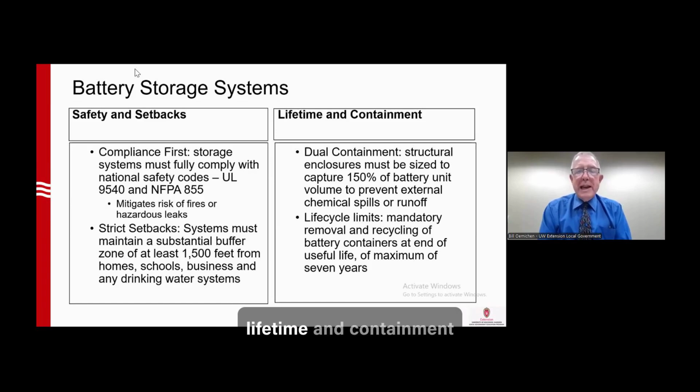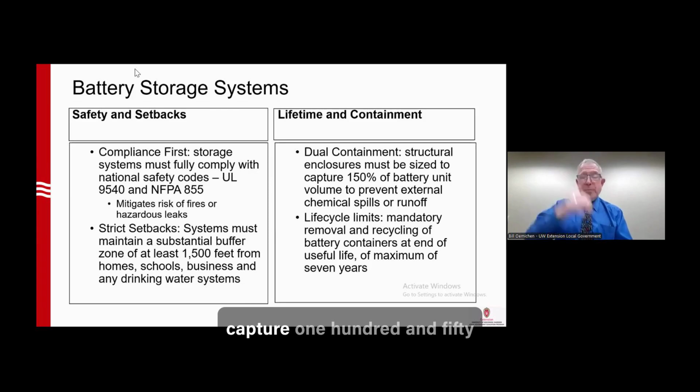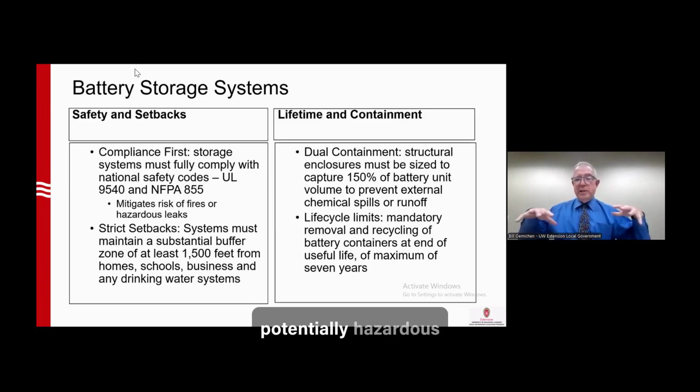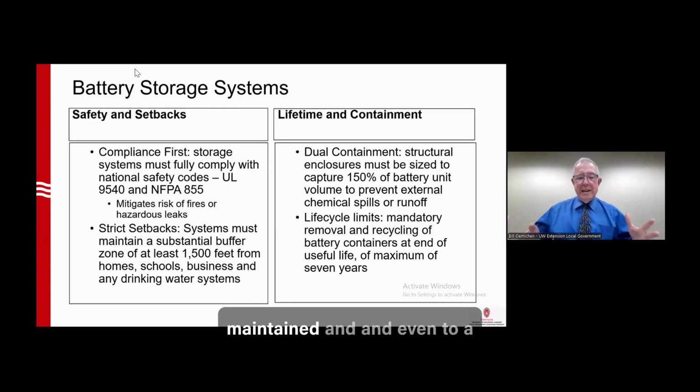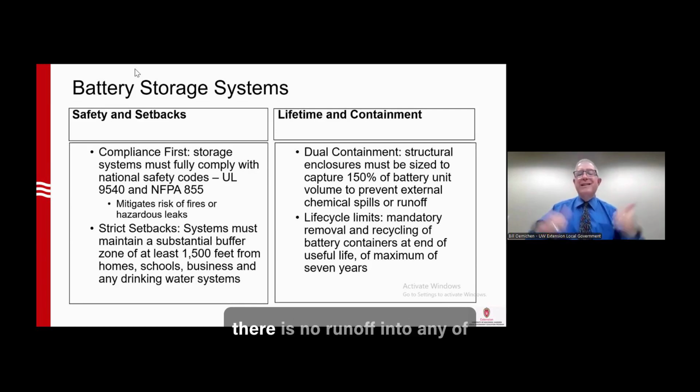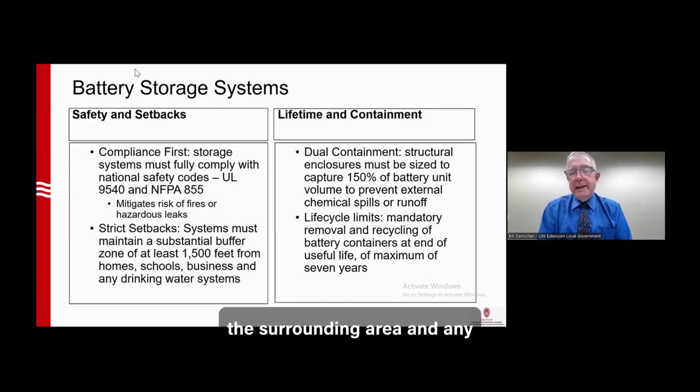From a lifetime and containment perspective, moving over to the right side of the slide, dual containment. So the structural enclosure around that battery storage system must be designed to capture 150% of battery unit volume. So if there's any leakage, then any leakage of the potentially hazardous chemicals will be fully maintained, and even to a level that's higher than what's actually in those batteries, to make sure that there is no runoff into any of the surrounding area and any damage resulting from that runoff. Also, from a life cycle limits perspective, there's mandatory removal and recycling of the battery containers at the end of the useful life, or a maximum of 7 years. And that is a provision that's also included in the model ordinance.